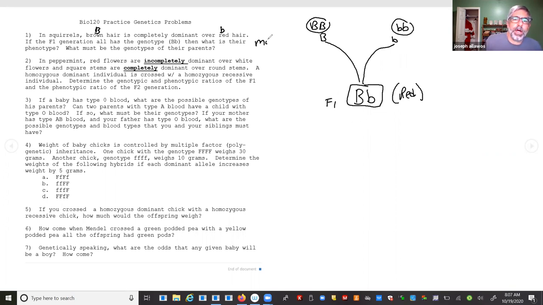Keep in mind, this is a monohybrid cross. We're looking at one trait, hair color in this case, and following it. In this case, I gave you the offspring and I'm asking you to work backwards, but no big deal. You can work forwards or backwards once you understand the genetics. Okay. Any questions about that one? Okay.